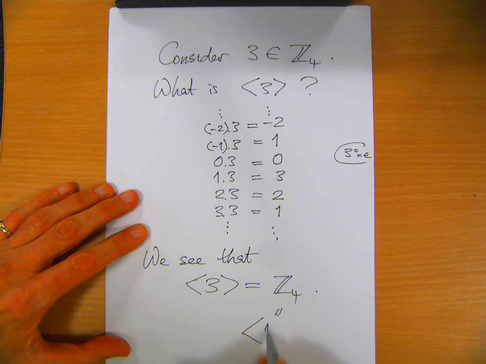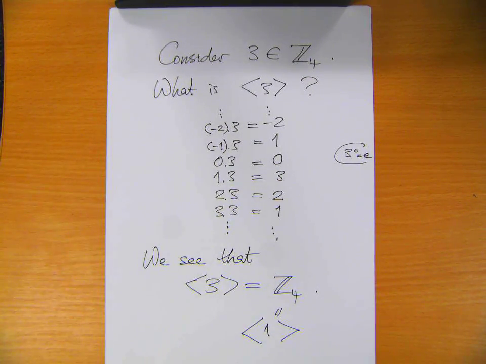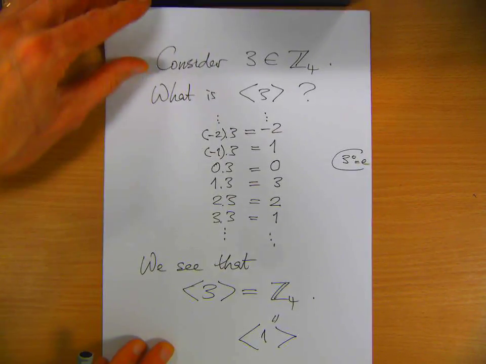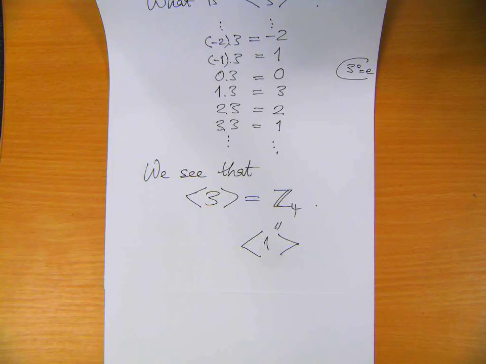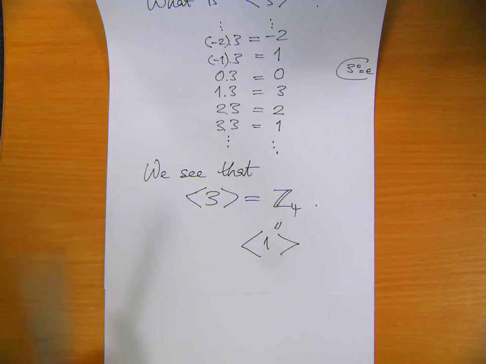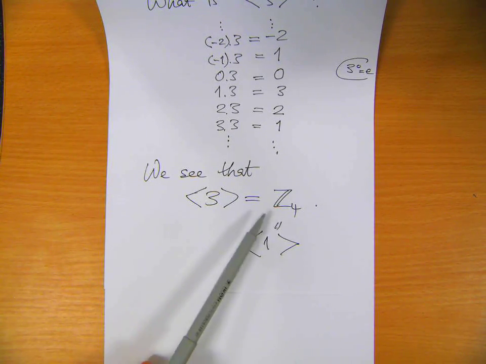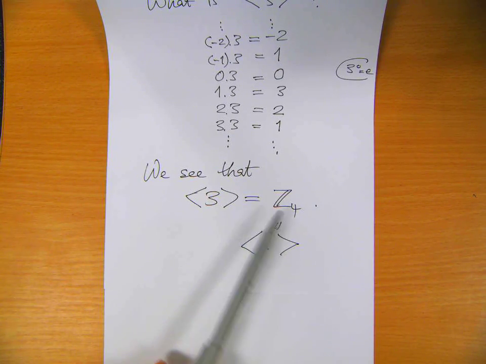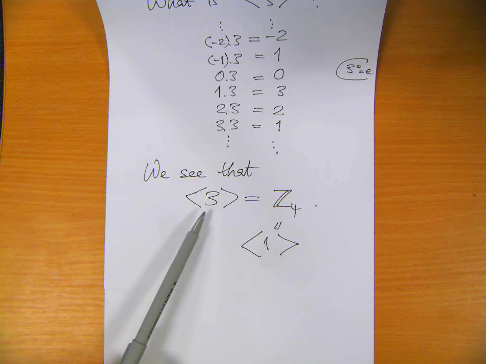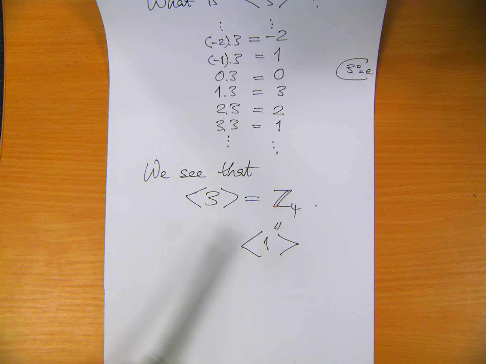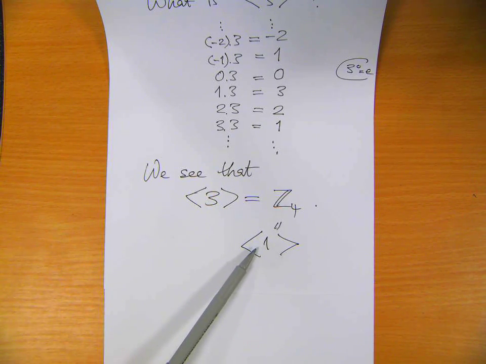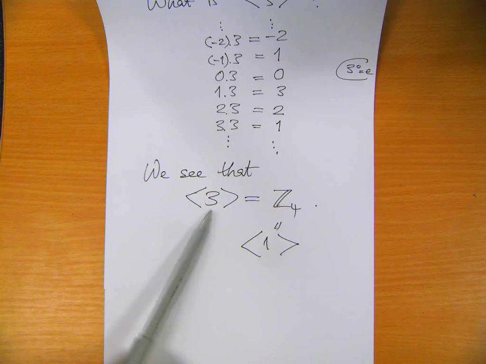So in fact, the subgroup generated by 3 is the same as the subgroup generated by 1, and in fact they're equal to the whole group. So this is an example of where the same cyclic group can have 2 different generators. So the generator is not unique, because both 1 and 3 generate Z4.